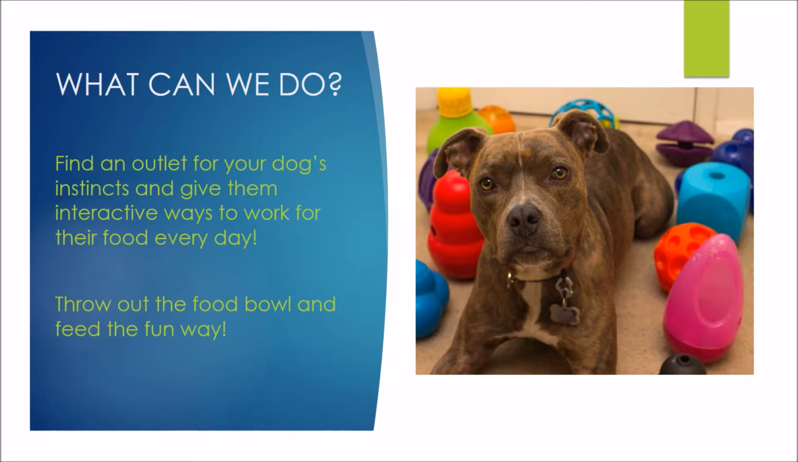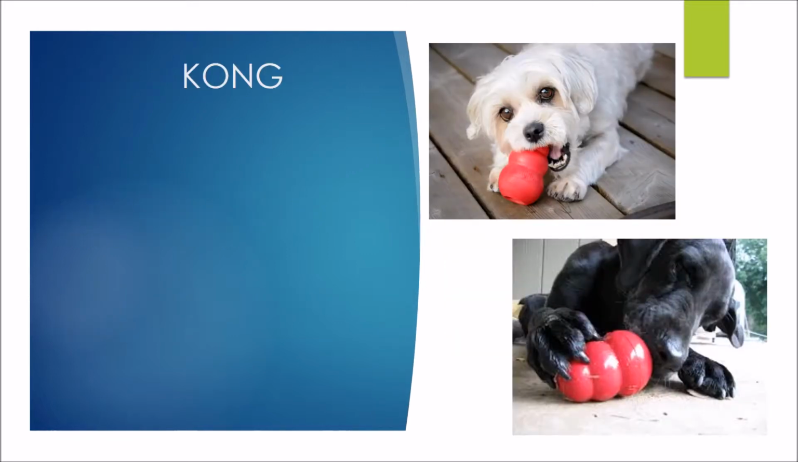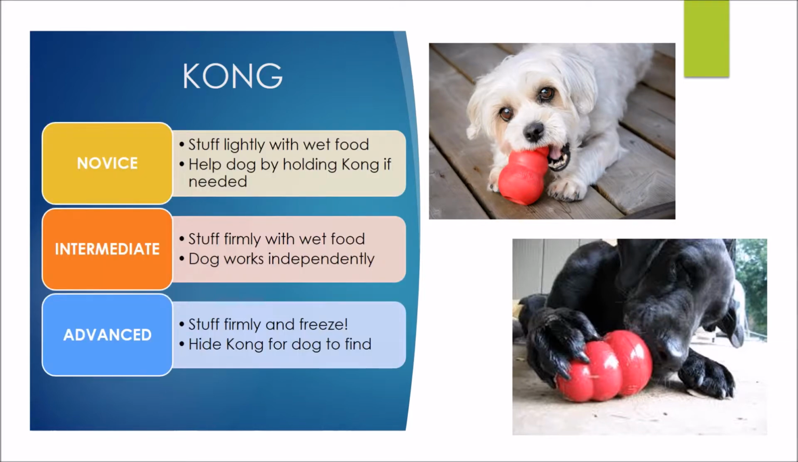So we're going to start with the Kongs. They're made of really hard, durable rubber. We stuff it full of yummy wet food, and they also come in lots of different sizes, so you can get them for every size dog under the sun. And we can teach the game and then build up the challenge of the Kong. So for novice dogs, we're just going to stuff the wet food really lightly in there. I use a lot of the Prime 100 Polony roll, so I chop that up and stuff that in there. We can help the dog a little bit by holding the Kong and encouraging them.